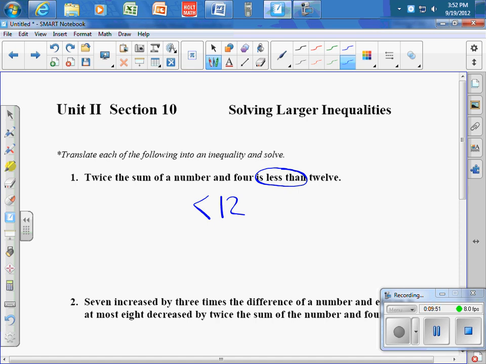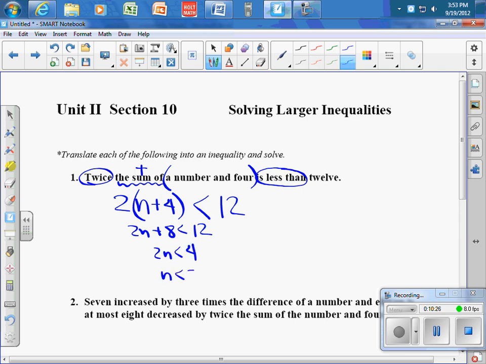Well, the sum of is a very special situation, as we recall. The two things that come after it, the things that we're going to be adding, go in parentheses. So a number and 4 goes in parentheses. So n plus 4 in parentheses, twice that would be 2 in front. 2 times the parentheses, n plus 4, close the parentheses, is less than 12. We'll use the distributive property to get 2n plus 8 is less than 12. Subtracting 8 from both sides, you get 2n is less than 4, n is less than 2.